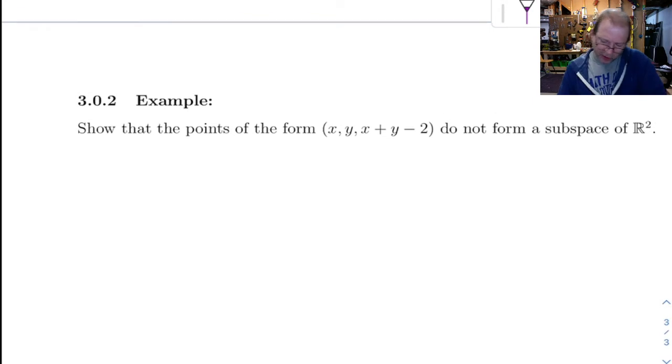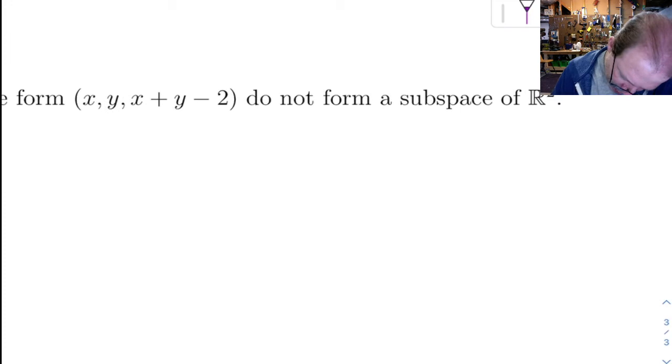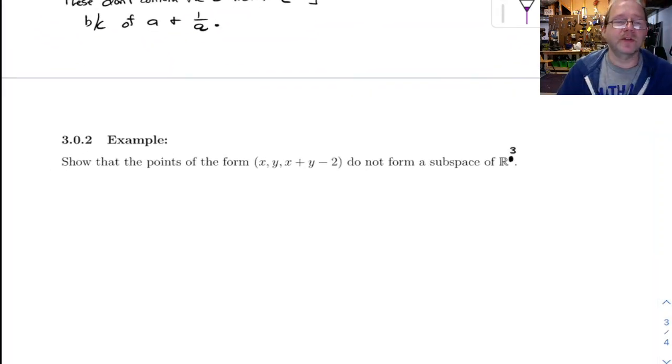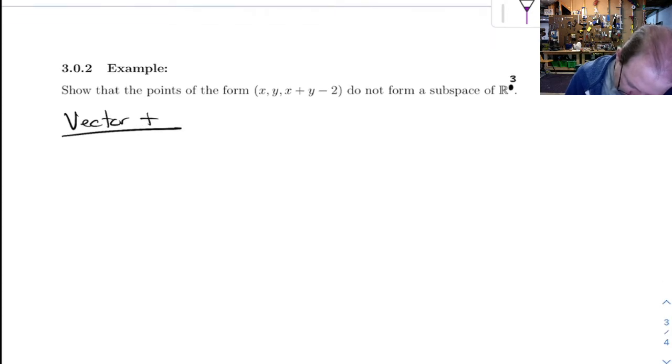Let's look at this next one. Show that the points of this form do not form a subspace of R2. Okay, that's a typo. I don't want to get out of this so easily by saying that they're not in R2. So let's show that they don't form a subspace of R3. All right, so we've got to do vector addition. And let's check that. So we've got X. Actually, I'm not going to use X. I'm going to use A. So the first entry is A, the second one is B, and the third one is first plus second minus 2.